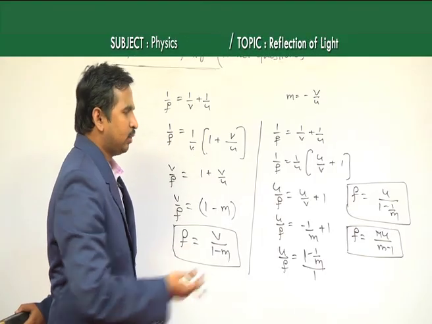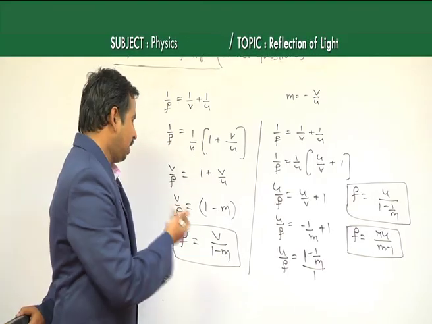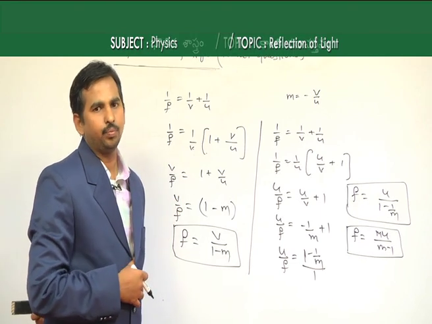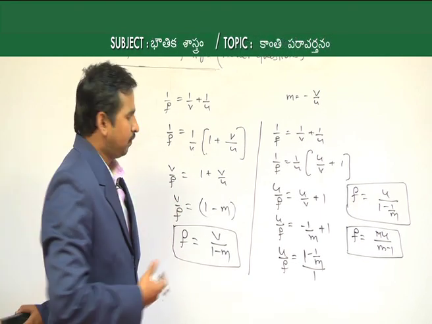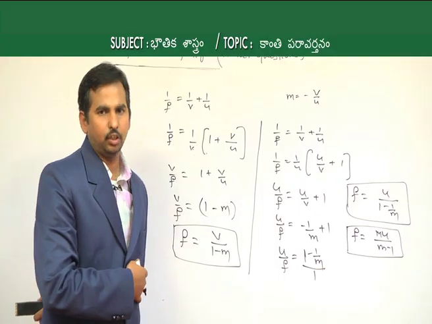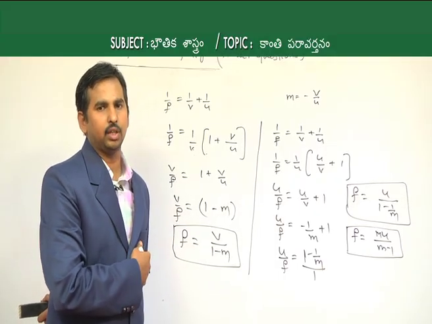So by using the magnification factor also, we can find the focal length of the given mirror, whether the object distance or the image distance is given. Both cases we can find separately.